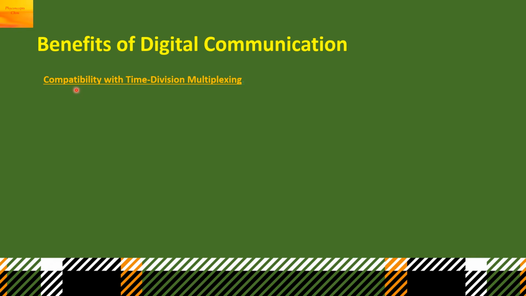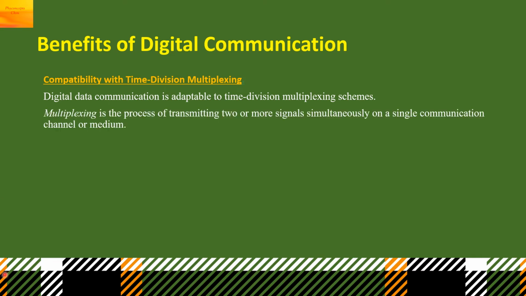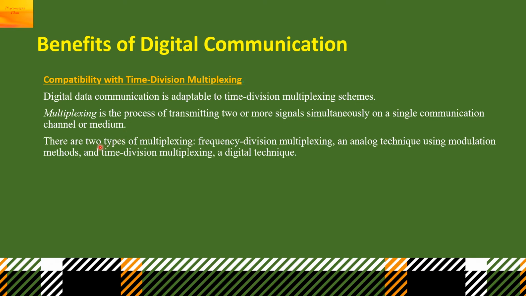Next, compatibility with time division multiplexing. Digital data communication is adaptable to time division multiplexing schemes. Multiplexing is a process of transmitting two or more signals simultaneously on a single communication channel or medium. There are two types of multiplexing: frequency division multiplexing, which is an analog technique using modulation methods, and time division multiplexing, which is a digital technique.